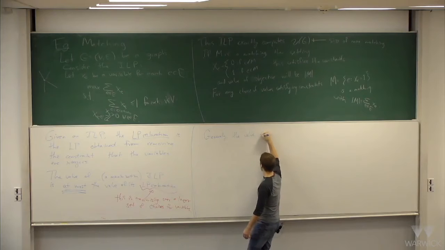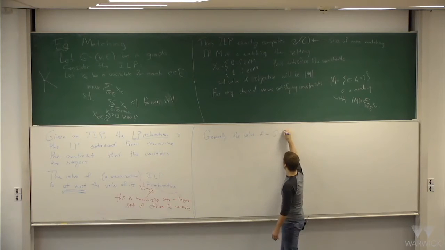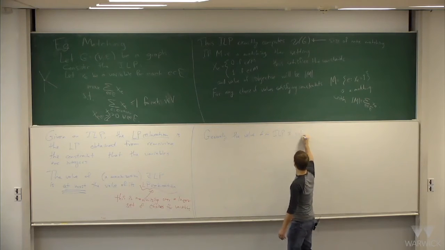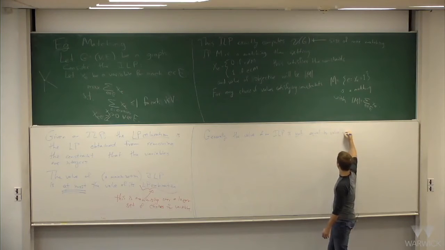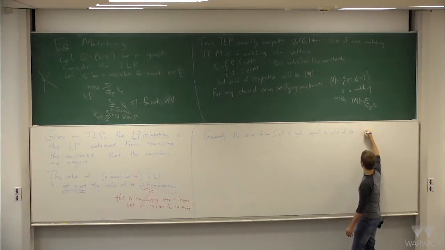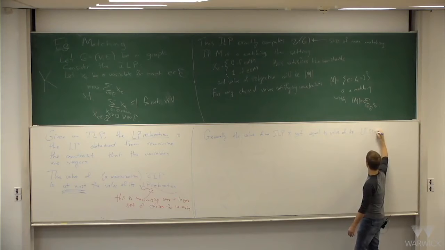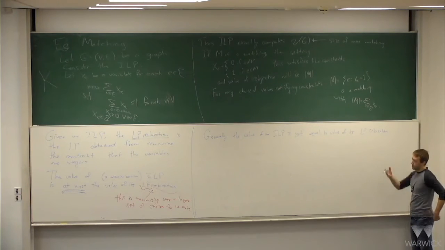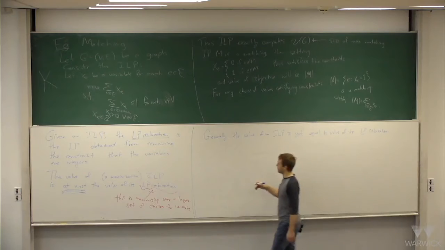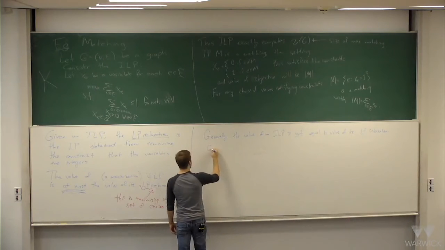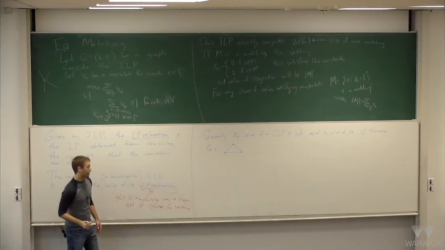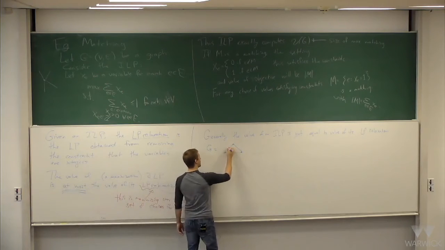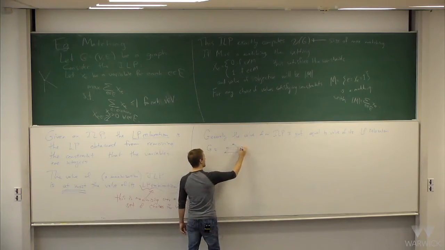So the value of an integer linear program is not equal to the value of its LP relaxation in general. You can even think of this matching thing. Let's say G is just the graph with 3 vertices joined in a triangle, and I'll call this edge E1, this one E2, and this one E3.